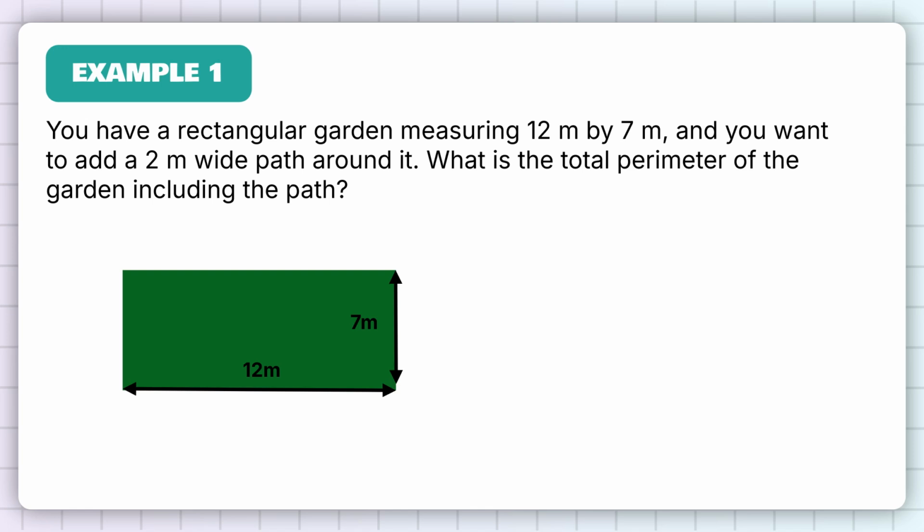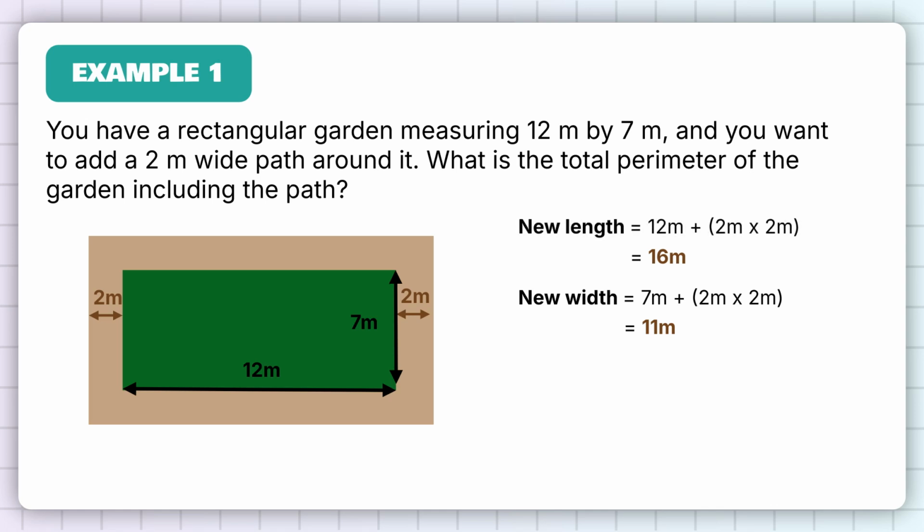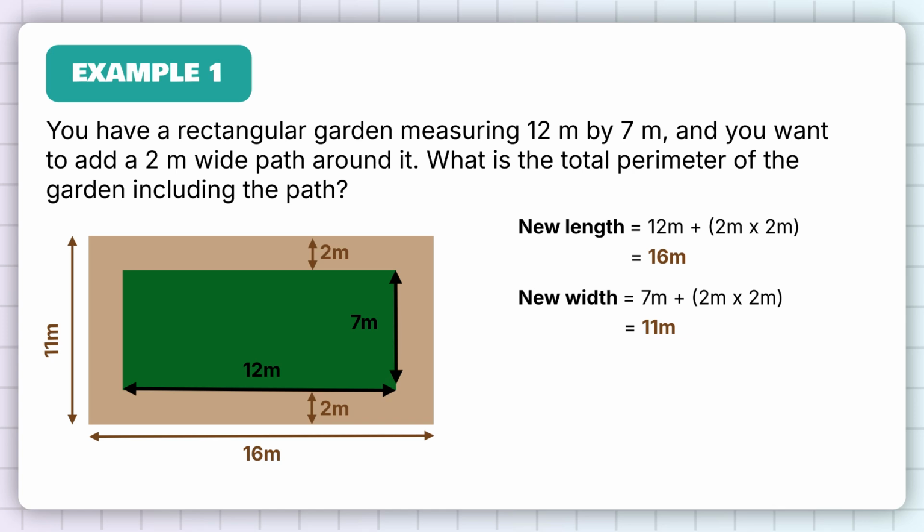First, let's calculate the new dimensions including the path. Taking into account the fact that the garden path will add 2 meters in length to each side, the new length of the garden including the path would be 12 plus 2 times 2. This equals 16 meters. We can calculate the new width in a similar way. We need to add on the additional 2 meters from each side again. So the new width is 7 plus 2 times 2, which is 11 meters.